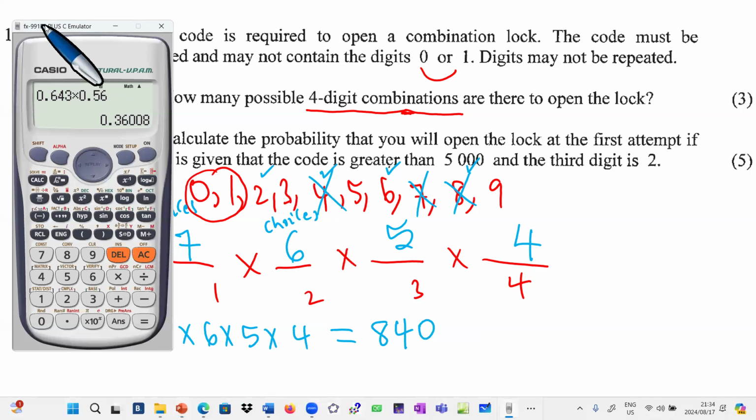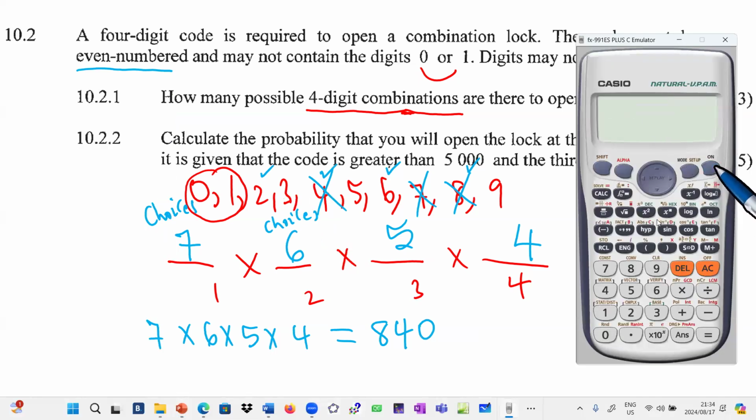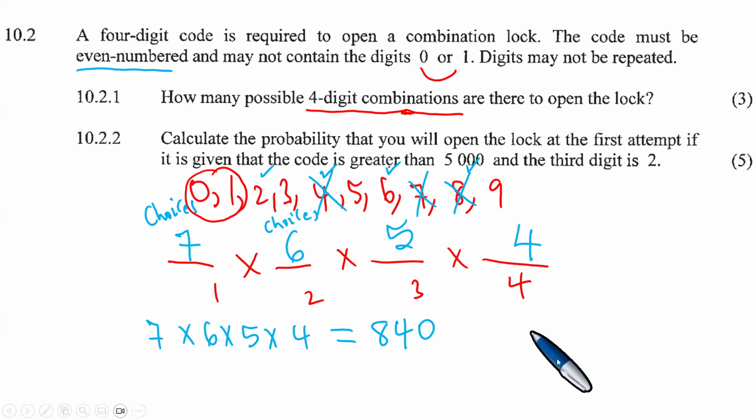So in other words, if you then come here and say you're going to have 7 times 6 times 5 times 4, this is actually 840. So how many possible 4-digit combinations are there to open the lock? There are 840 possible 4-digit combinations to open the lock.